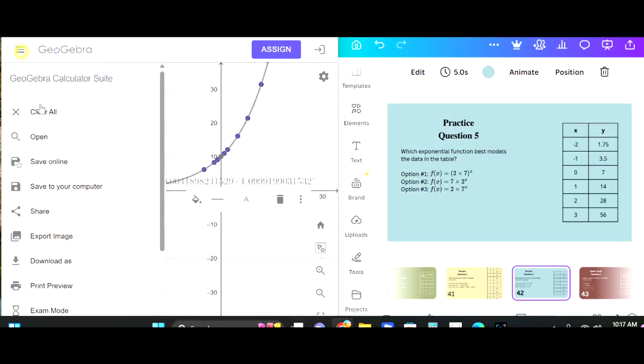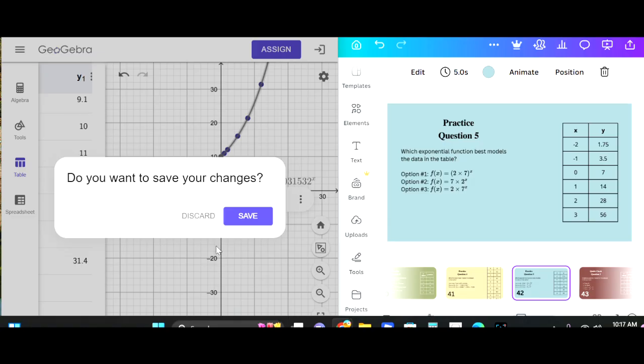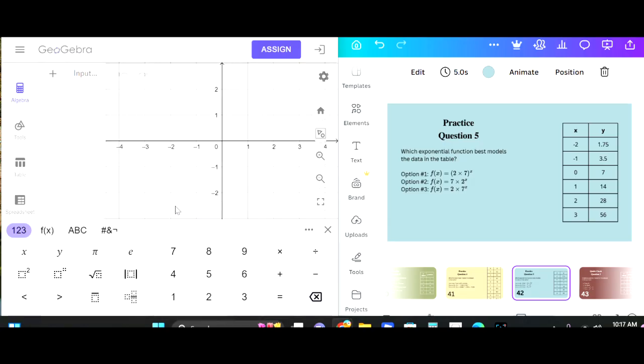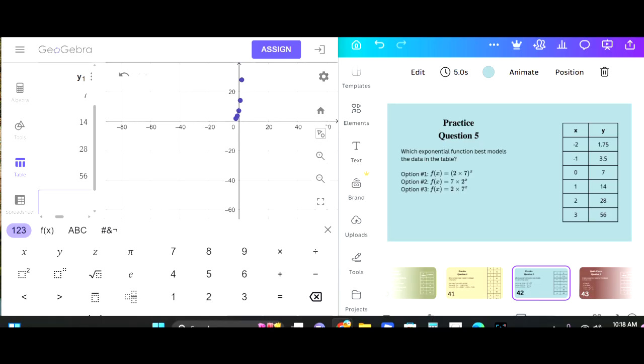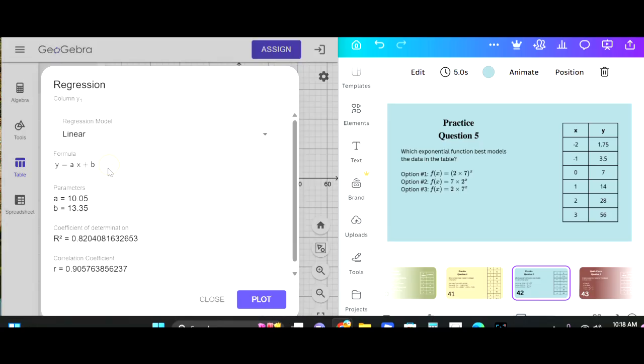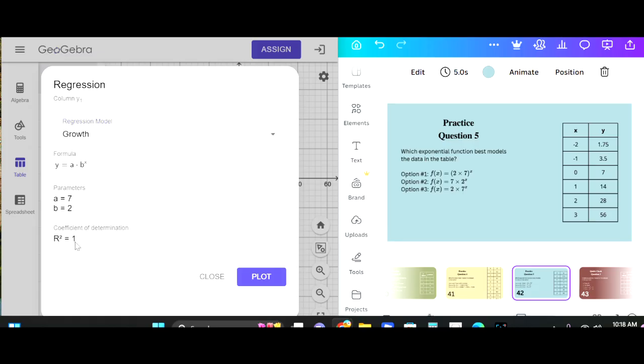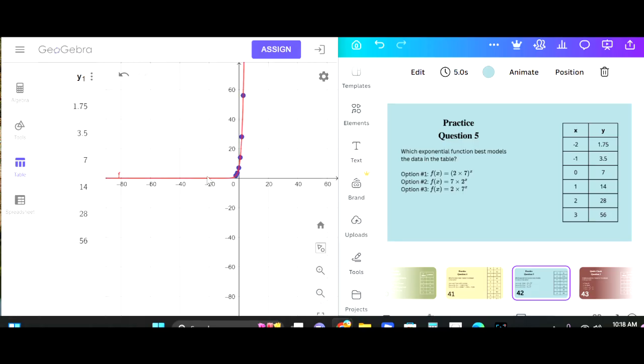Here is practice question number 5. Which exponential function best models the data in the table? Go do it, guys, and then come back. Don't be lazy. x values: -2, -1, 0, 1, 2, 3. y values: 1.75, 3.5, 7, 14, 28, 56. That's looking exponential to me. Let's go regression, growth. Ah, look, we did it. It's right there. Plot. Let's grab this and show our value. So we have f of x is equal to 7 times 2 raised to the power of x. So it's option number 2 for me.